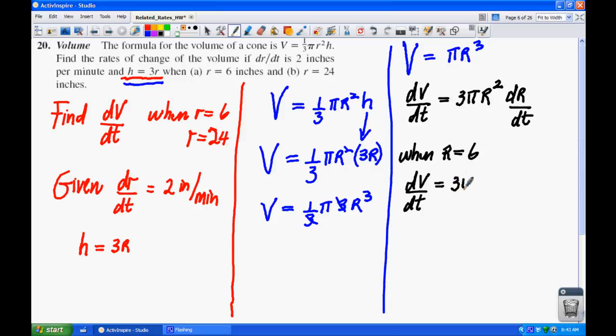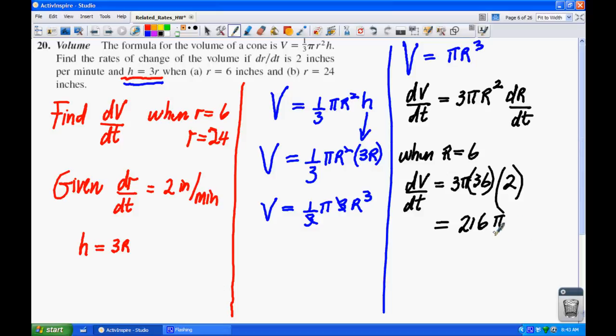So we have 3 pi r squared. Well, when you square 6, you get 36, times 36. So let me use parentheses right here. Then times dr/dt, that's a constant rate, which is 2. Okay? So multiply all those together, and we should be getting 216 pi.